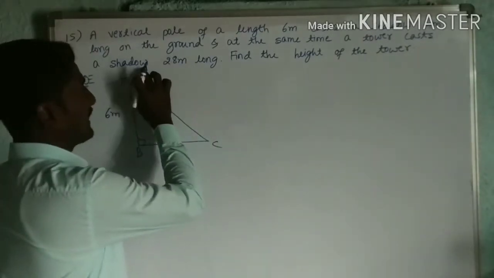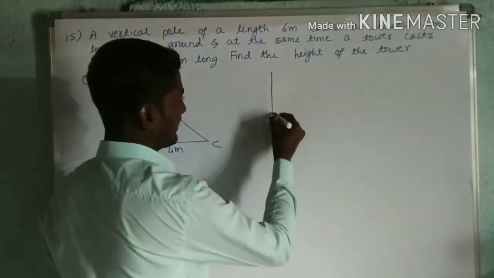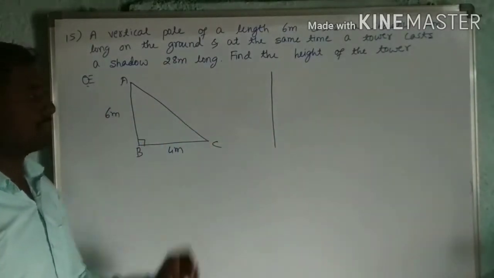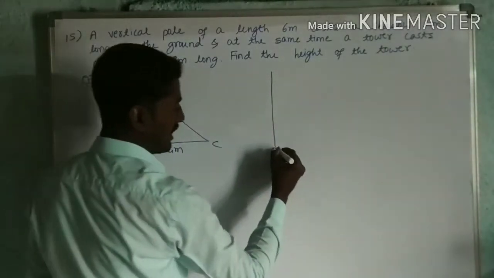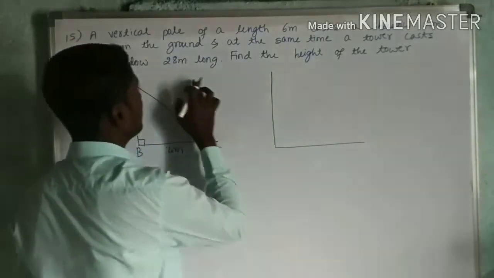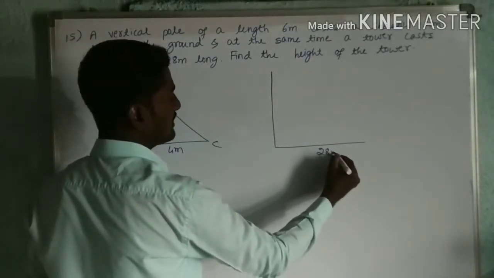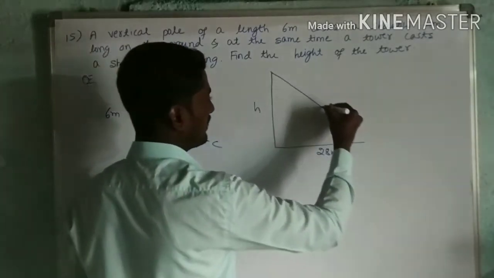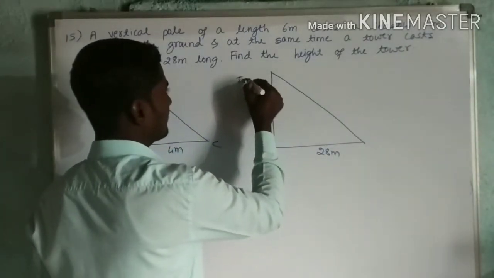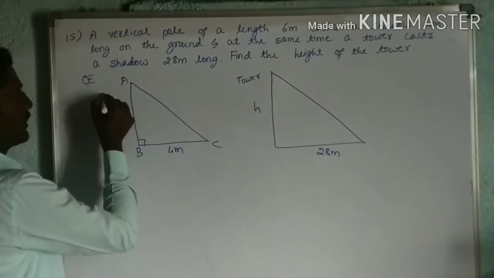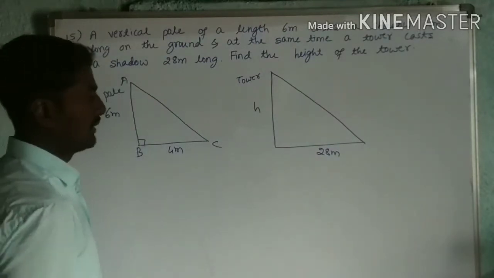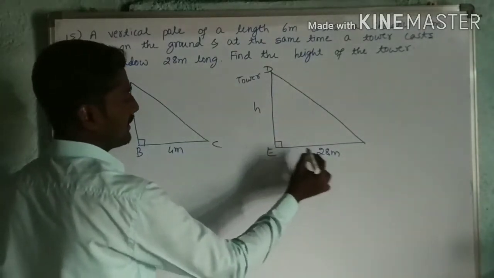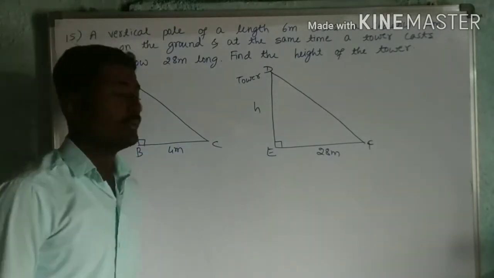Next I will go for a tower. Let us take this as a tower. Again, at the same time, this tower also casts a shadow. The length of that shadow is how much? 28 meters. We have to find the height of the tower. So this is the tower and this is the pole. Here is also 90 degrees. A, B, C, D, E, F. Now, we have to find H.